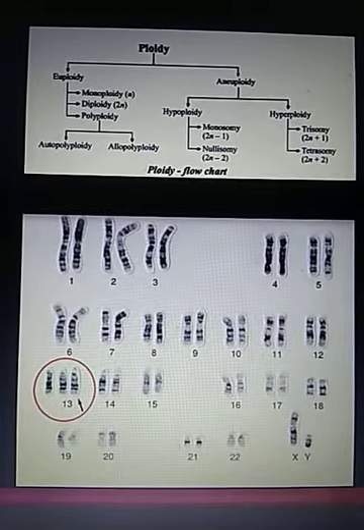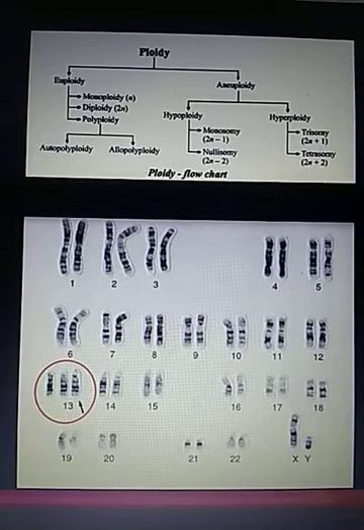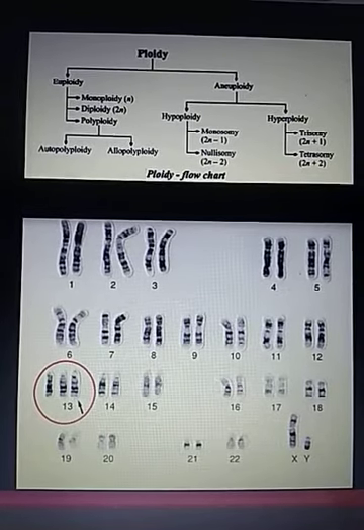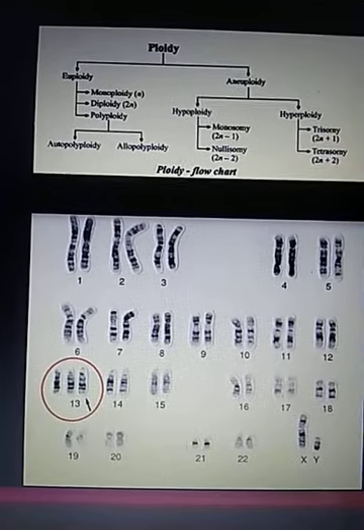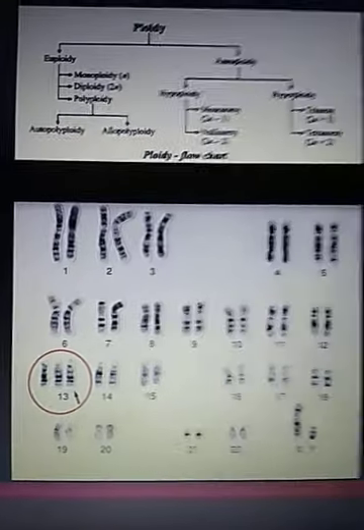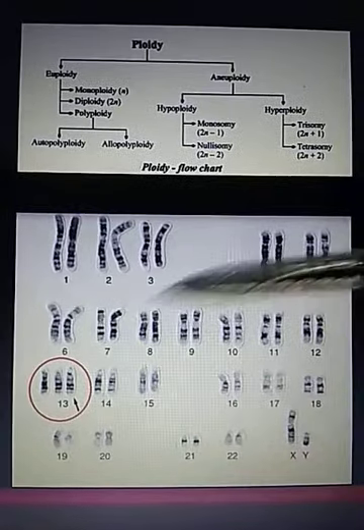While allopolyploidy is the condition where a heterogeneous multiplication takes place. You can see in the diagram here what is happening actually.